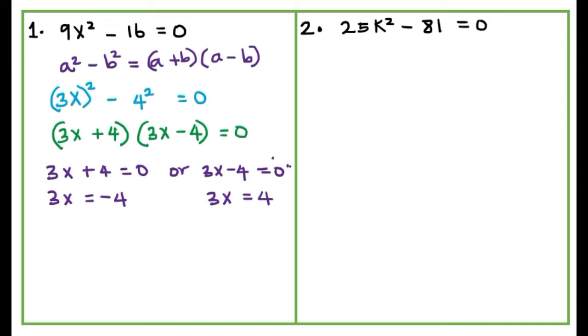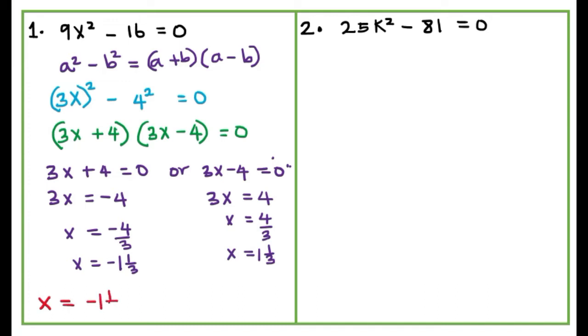And in that case, we say that x equals negative 4 out of 3, which is the same as negative 1 and 1 out of 3. This side we say that x equals 4 out of 3, which is the same as 1 and 1 out of 3. So, the values of x are x equals negative 1 and 1 out of 3, or x equals 1 and 1 out of 3.